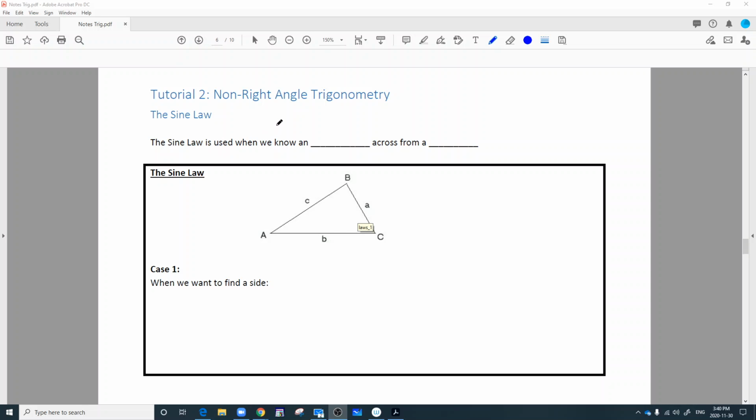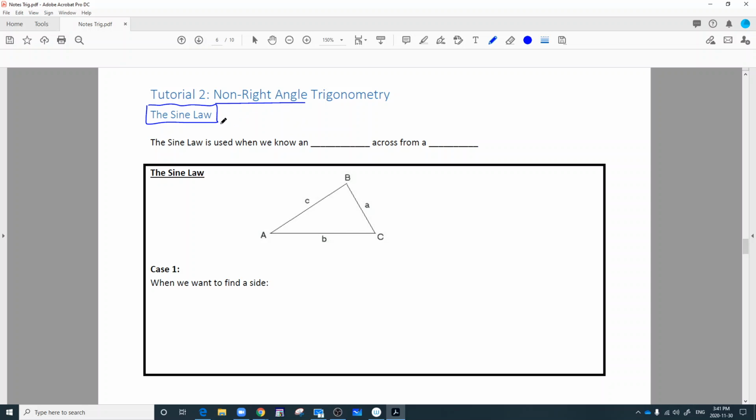This next set of videos is going to teach you how to solve non-right angle triangles. When you have a right angle triangle, you can use the Pythagorean theorem or the three trig ratios. When you have a non-right angle triangle, you can use what we call the sine law, or what we're going to learn next, the cosine law.